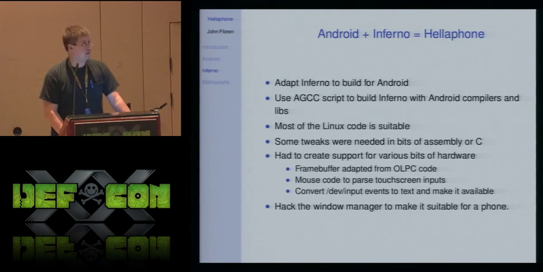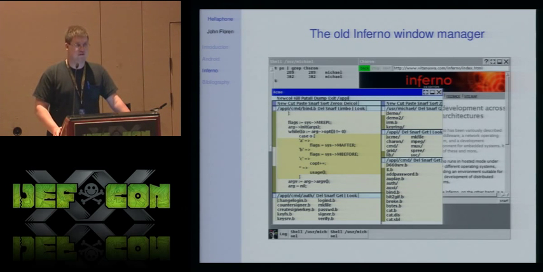And then with that done, with the graphics support and some of this hardware support done, we then had to hack the window manager to make it actually suitable for use with a phone. Because as I'll show on the next slide, the old Inferno window manager is just not really suitable for using on a phone. We played with it for a little bit, but let's see if I can get my mouse pointer up here. Can you see that?